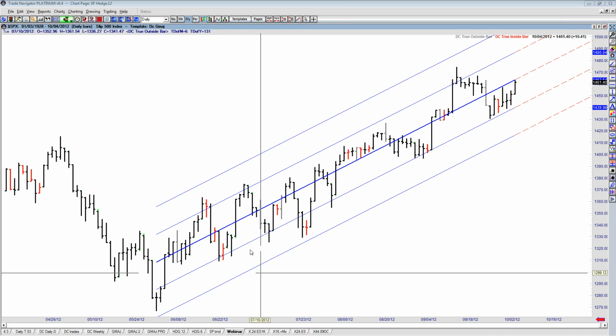At what point was the channel constructed? The channel gets constructed from any significant high or low. And the more significant it is, the better it is.